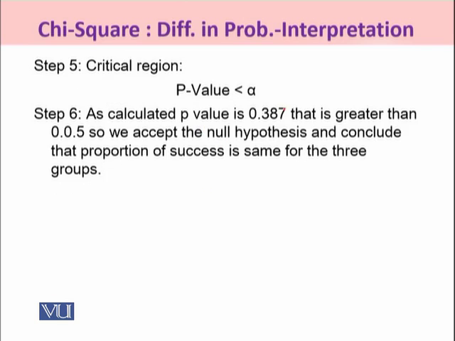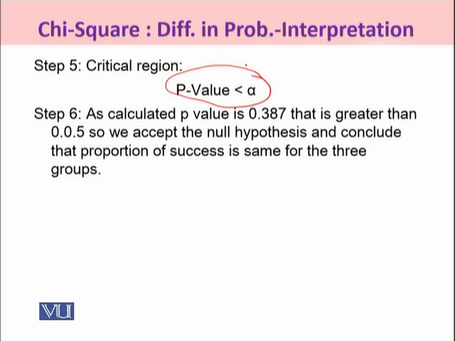The next step is to define the rejection region, which is also known as the critical region. The critical region states that if the p value is less than alpha, then we have to reject our null hypothesis. That means if our p value is less than alpha, it will fall into the rejection region.